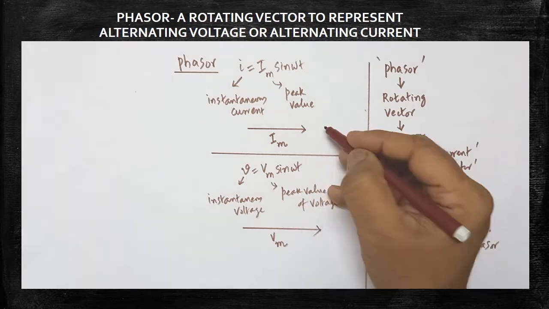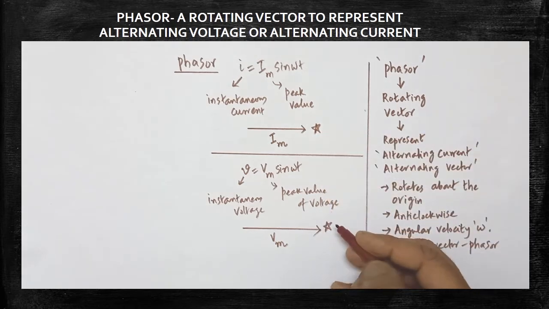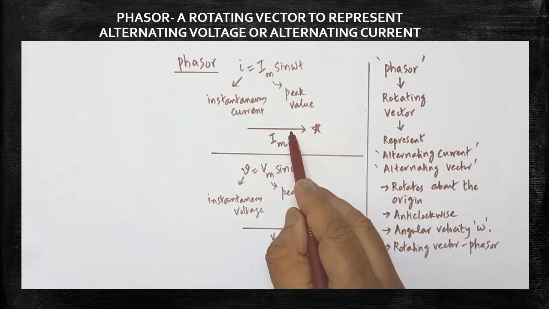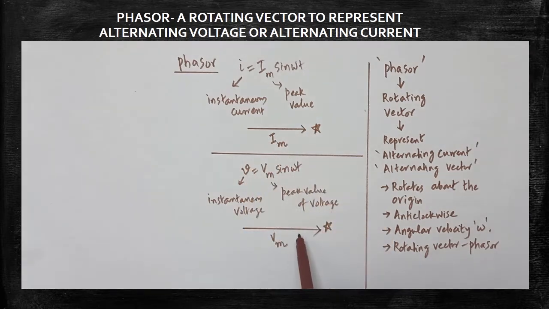Very, very important part. Here I will put a star mark. How to take the length of the phasor in the case of current? The length of the line segment must be equal to Im. Length of the line segment in the case of voltage must be Vm. Very, very important one. So both line segment lengths are represented here.